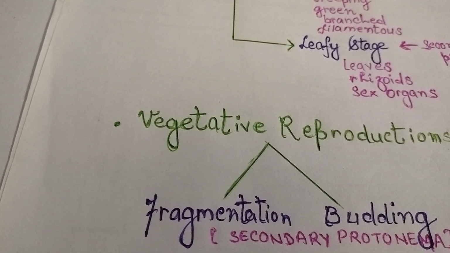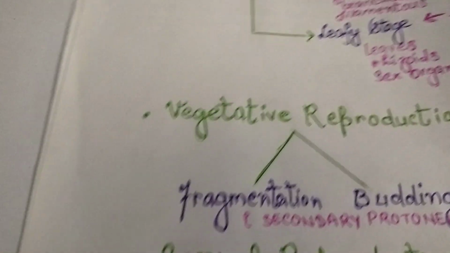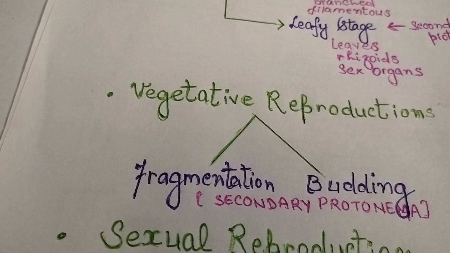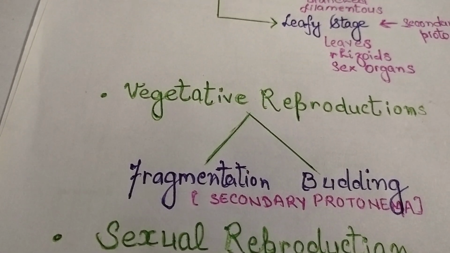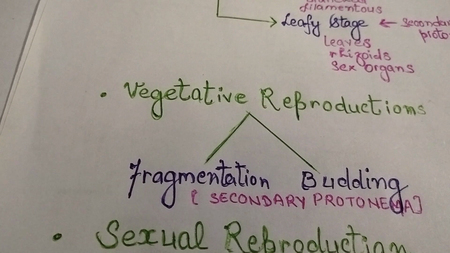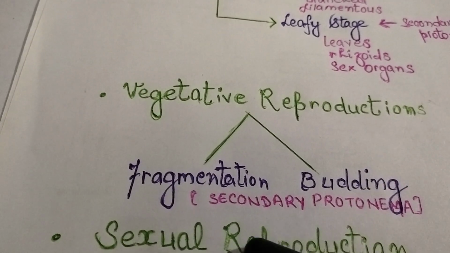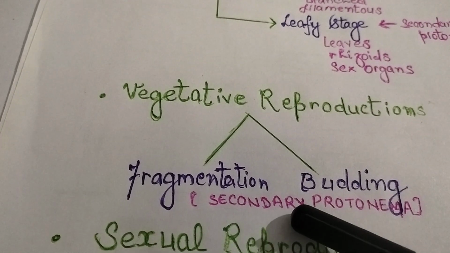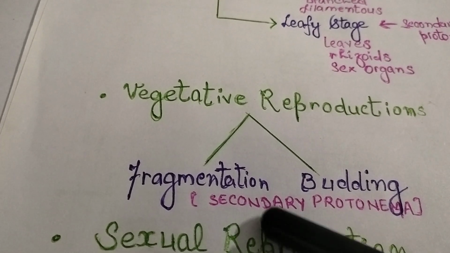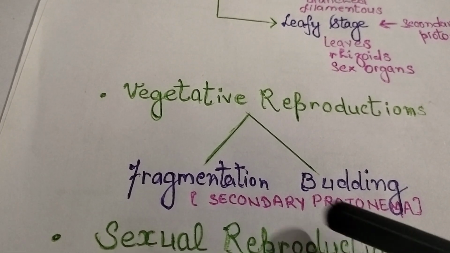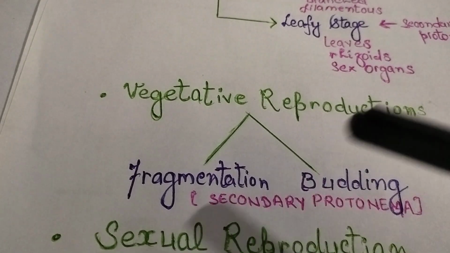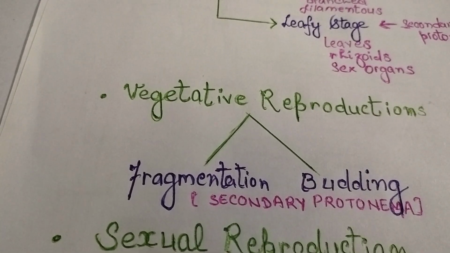And both these types of vegetative reproduction take place in secondary protonema. Remember it: vegetative reproduction in mosses takes place in which stage? In secondary protonema, and it is by two ways. One is fragmentation and the other is budding.